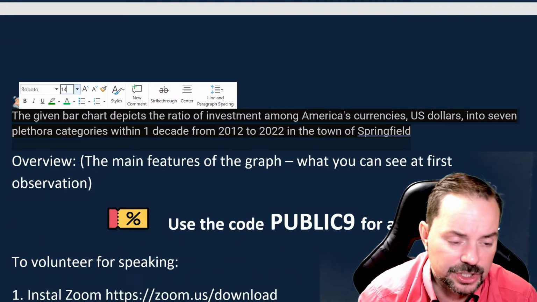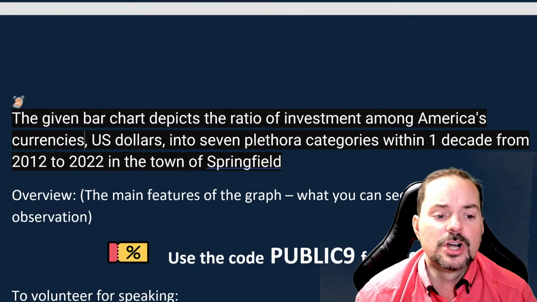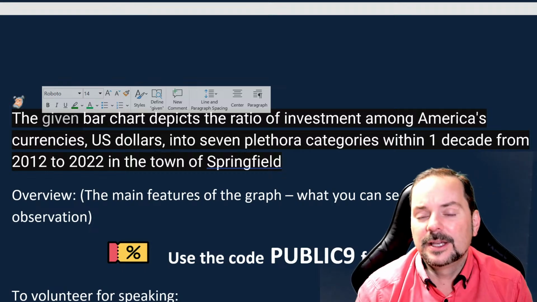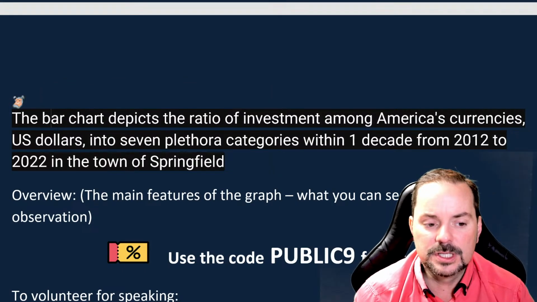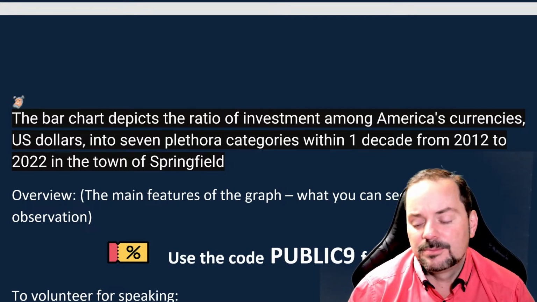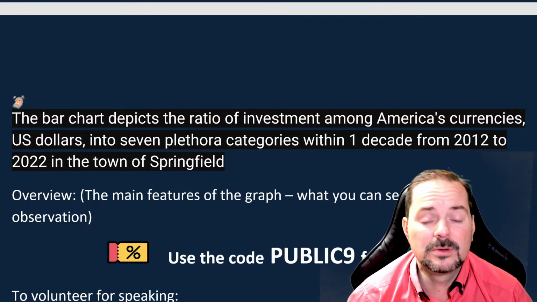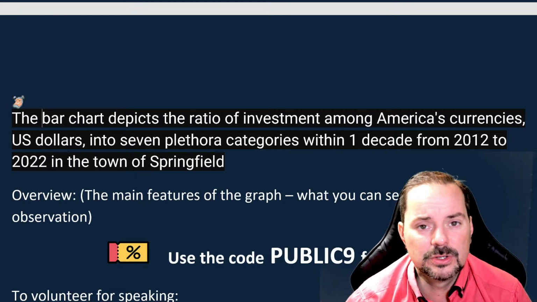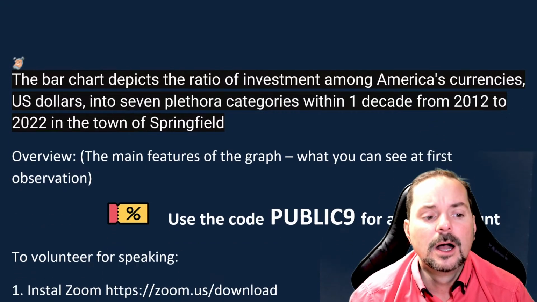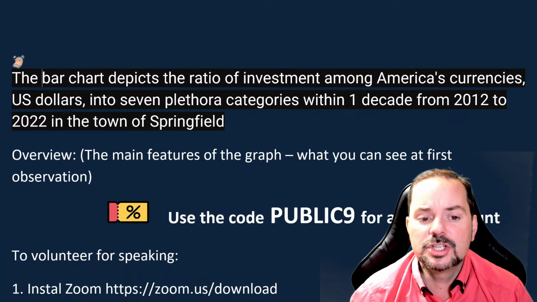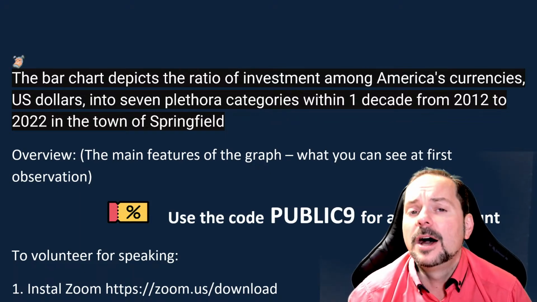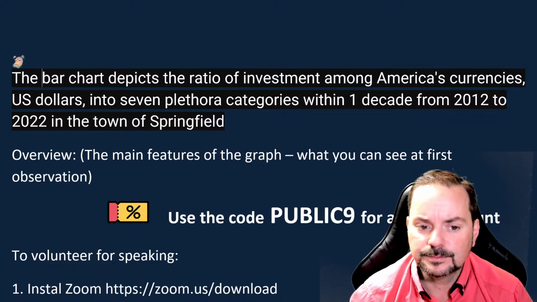Fuang, for the introduction, writes the given bar chart. And again, I don't want to teach you to write in a way that doesn't work for college or university. So I would just do it like this, Fuang. In college, university, professors definitely don't like awkward information or language, so they don't like words like given or below. That's just a weird IELTS thing. Okay, so the bar chart depicts the ratio of investment among America's currencies. That's strange, and so don't write that.